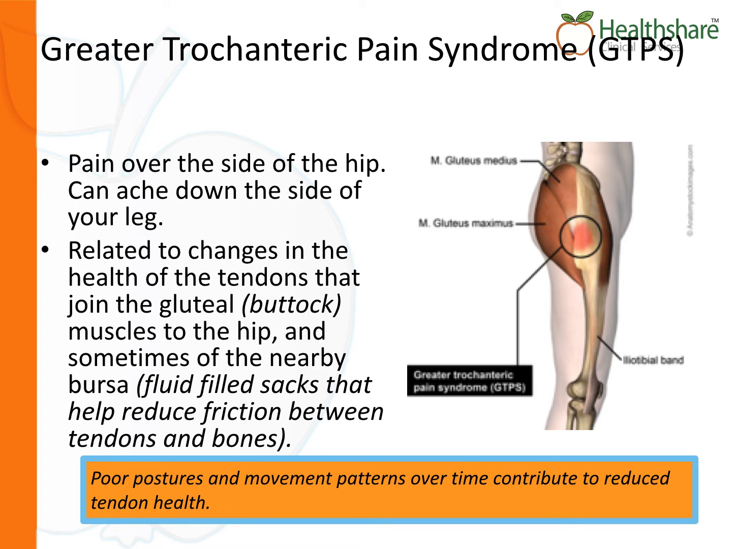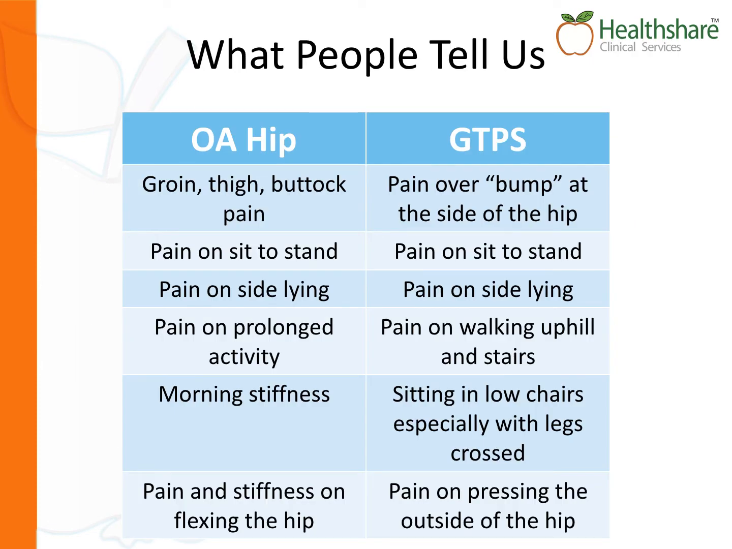So when we look at symptoms of both conditions, if we start with an arthritic hip, so you might find you get pain in your groin, your thigh, or in the buttock. You might get pain when you stand up from sitting, pain when you lay on your side, pain when you do anything for too long, so whether you stand or walk, or whether you sit for too long. You might have stiffness with your first few steps in the morning, and pain and stiffness when you flex the hip, so again, when you're putting your shoes and socks on or getting in and out of the car.